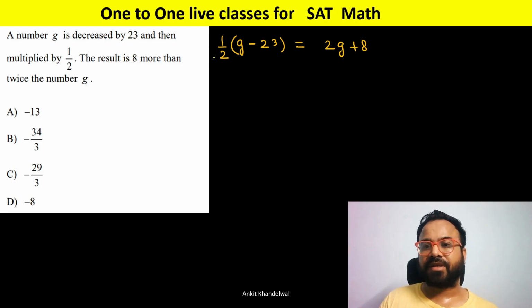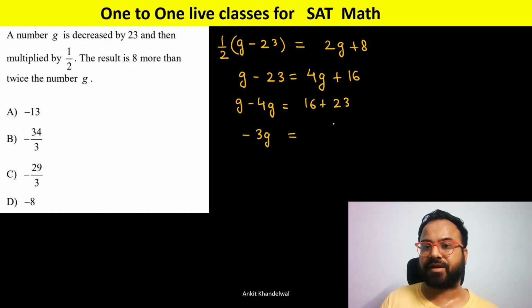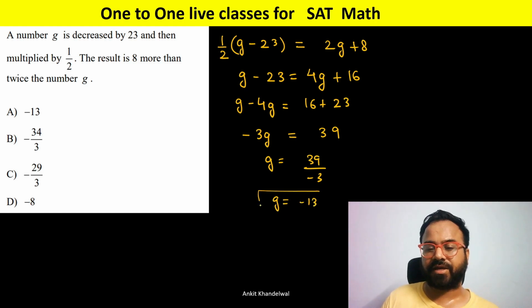Now we have to solve this, so we have to get the value of g. Multiply by 2 on both sides. So g minus 23 is equal to 2 times 2g, which is 4g, plus 16. Now let's take 4g to the left-hand side, so g minus 4g, and add 23 on both sides. So 16 plus 23. That is minus 3g, and this is 39. So g equals 39 divided by negative 3. So g equals negative 13. Option A is the correct answer.